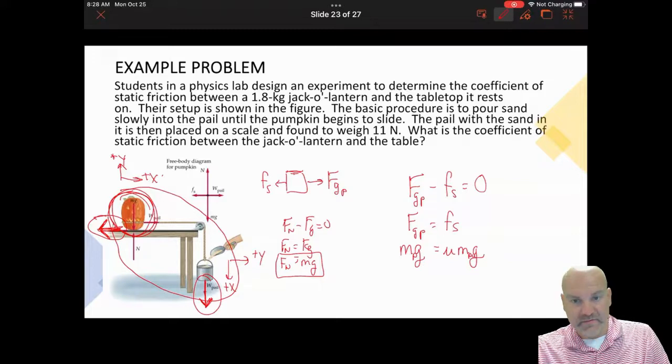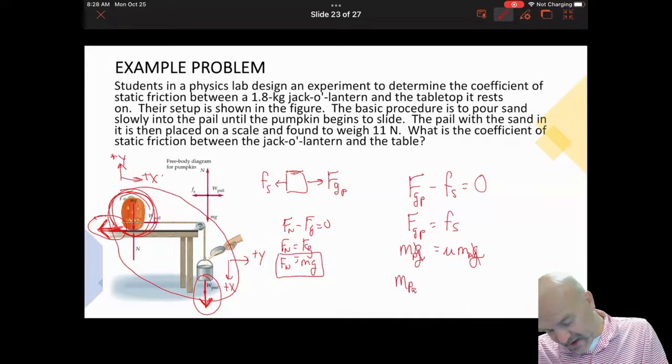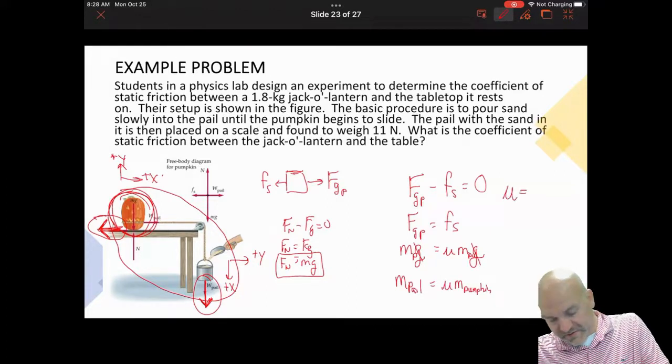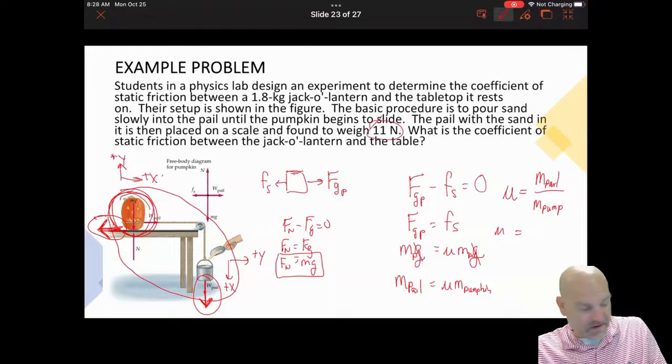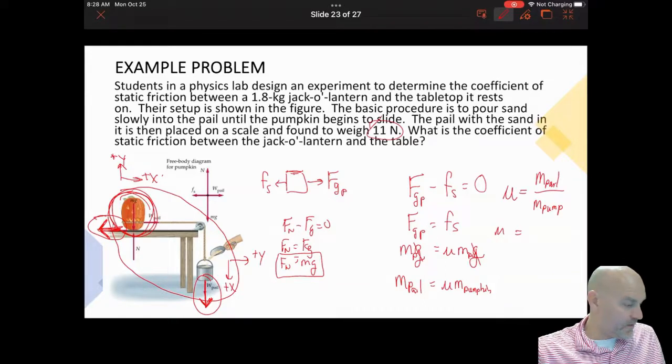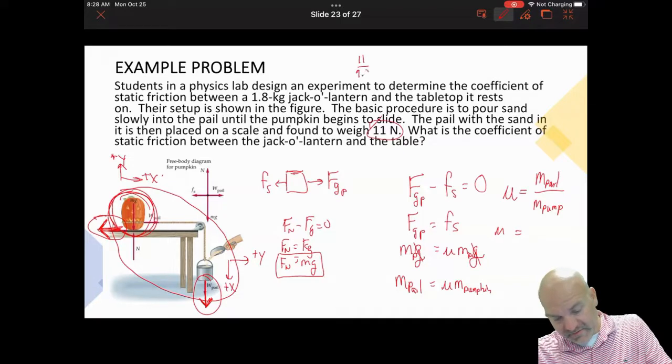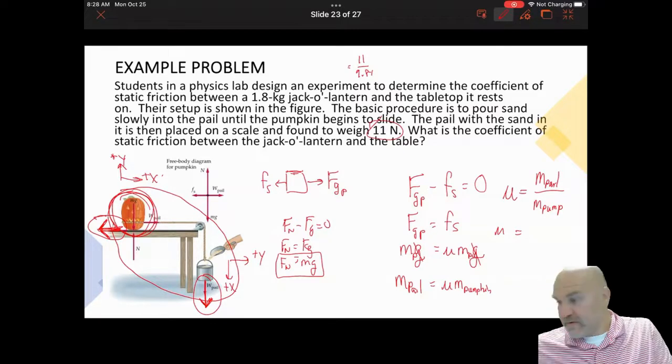So we do need to distinguish that the mu mg mass is actually the pumpkin, and then the Fg is the pail. Okay, so we can't cancel those out, but we can cancel these g's out. And so I get the mass of the pail is going to be mu times the mass of the pumpkin. Okay, and so my coefficient of friction is going to be mass of the pail divided by mass of the pumpkin. And so I got to find the mass of the pail, right? So the mass of the pail is going to be 11 divided by 9.81.